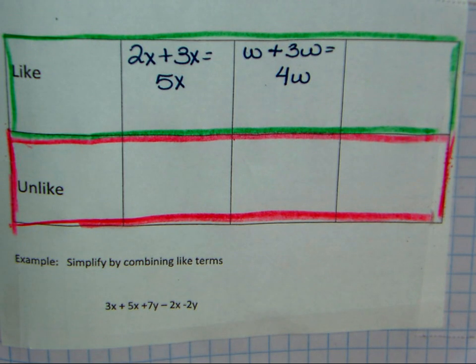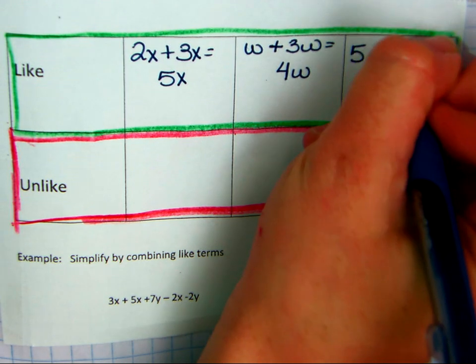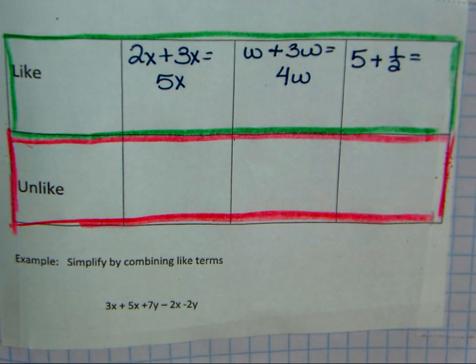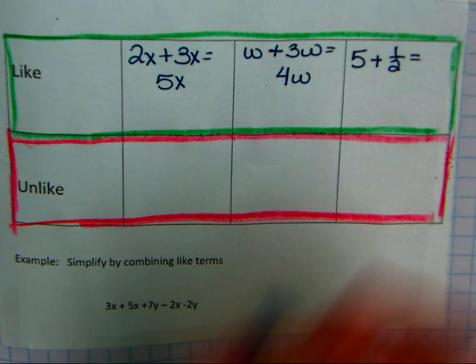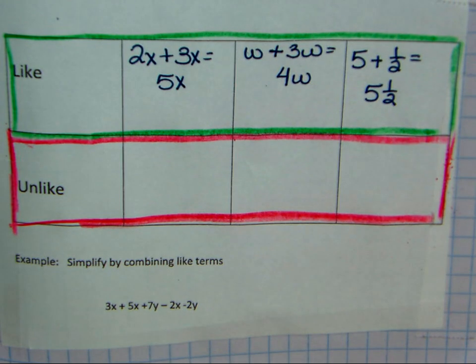I can even combine them if they are constants, like 5 and 1/2. I would just add them because both of them are constants, they don't have variables, so I can add them, and I would get 5 and 1/2. So those are all examples of places where I can combine like terms.